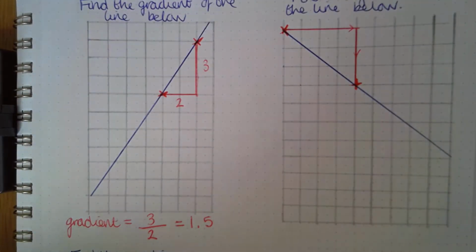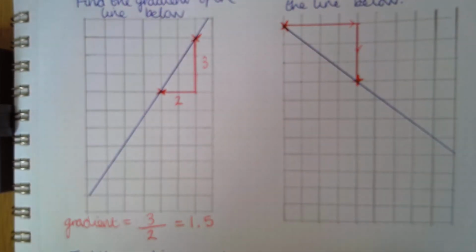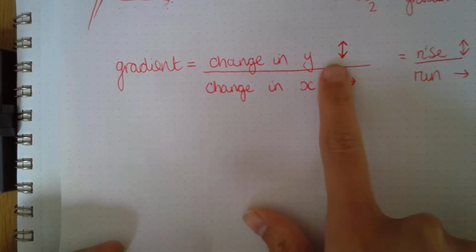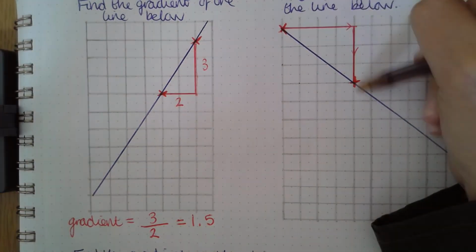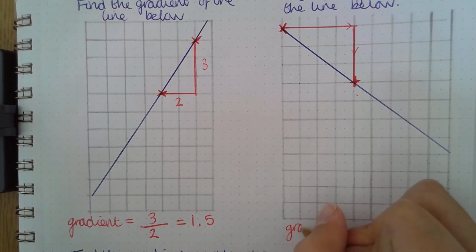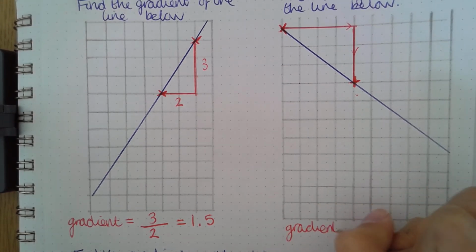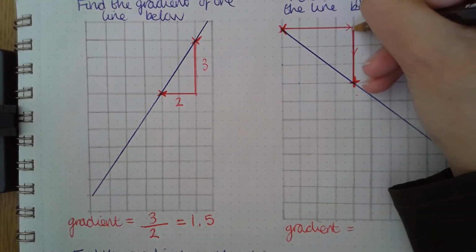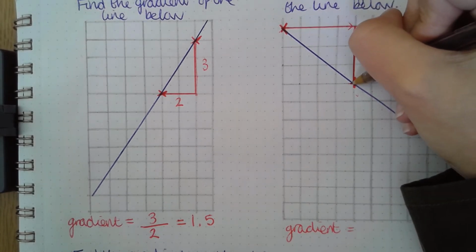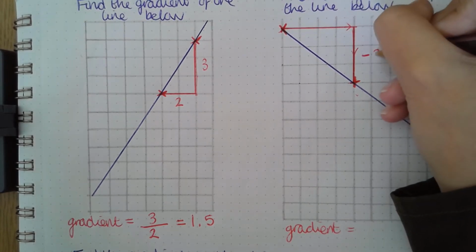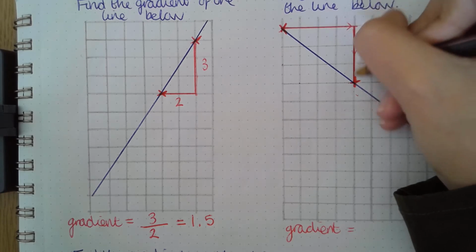Okay, so remember we've got change in y, so how much it goes up or down. This time it's going down. So you count how many squares it's going down. It's going down 1, 2, 3. So this time it's a negative 3 because we've gone down.